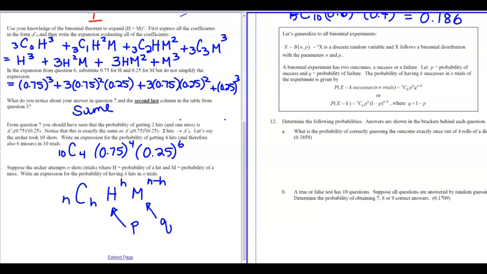Okay, so let's do some calculations. You'll notice on the right-hand side of the notes it tells you how to use the calculator. We're going to do it at the same time. We'll do the first one the long way. Determine the following probabilities, and the answers are given, but we'll work on them. What is the probability of correctly guessing the outcome exactly once out of 4 rolls of a die? All right, so we have 4 rolls.